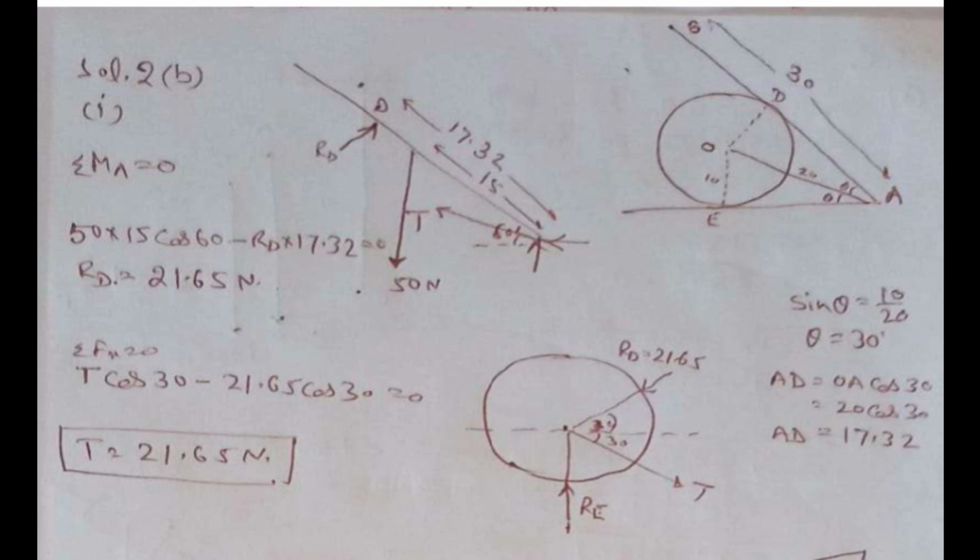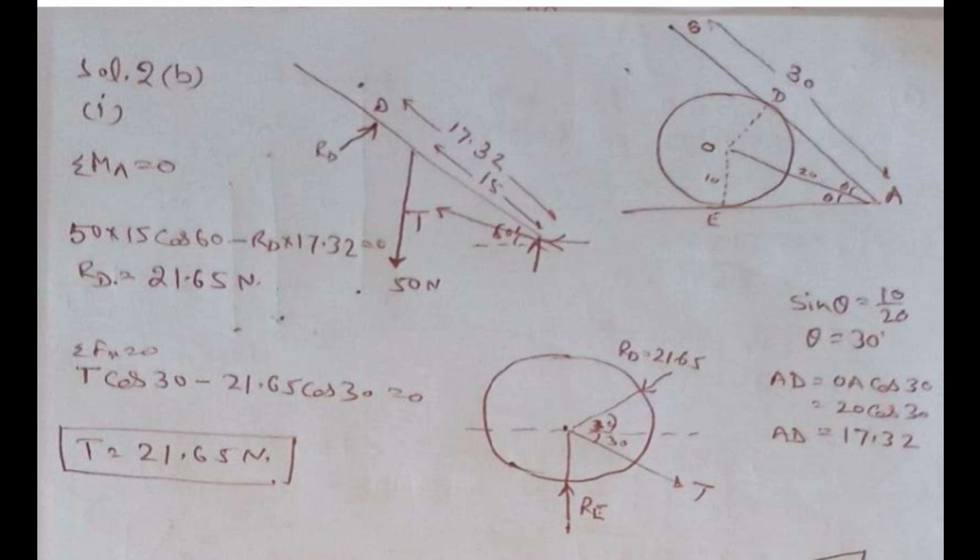Now let's take the moment of all the forces about point A. So when we take the moment of all the forces about point A, the moment of tension will be 0. 50 Newton will try to rotate the rod in anti-clockwise direction, so its moment will be positive. So 50 into 15 cos 60. Similarly, RD will try to rotate the body in clockwise direction, so its moment will be minus RD into 17.32. So in this way we can find out the value of RD, which is equal to 21.65.